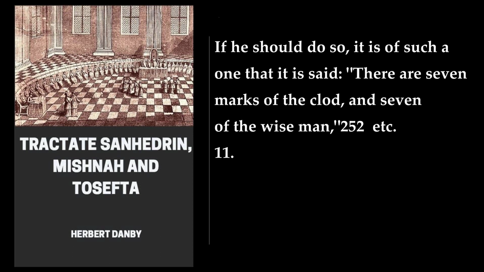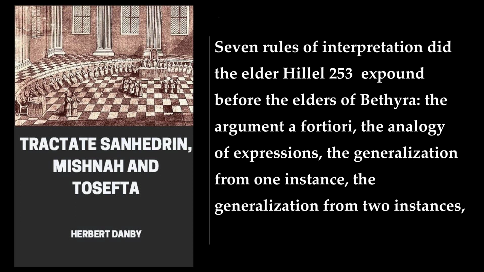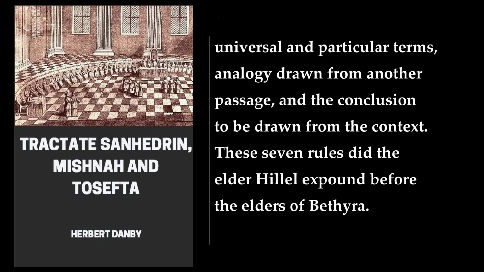7 rules of interpretation did the elder Hillel expound before the elders of Bethyra: the argument a fortiori, the analogy of expressions, the generalization from one instance, the generalization from 2 instances, universal and particular terms, analogy drawn from another passage, and the conclusion to be drawn from the context. These 7 rules did the elder Hillel expound before the elders of Bethyra.